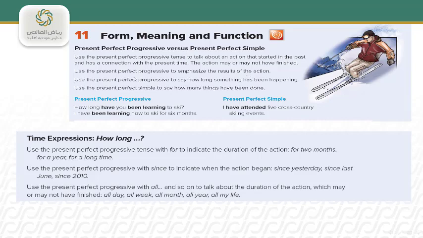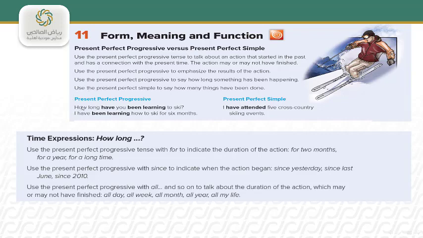Use the present perfect progressive to say how long something has been happening. Use the present perfect simple to say how many things have been done.